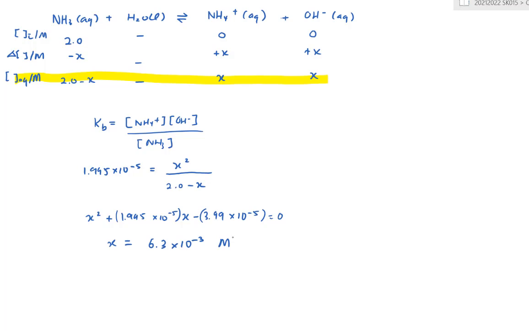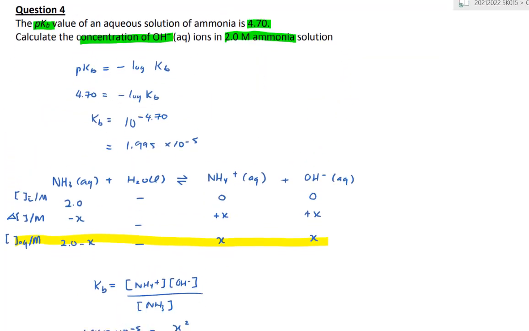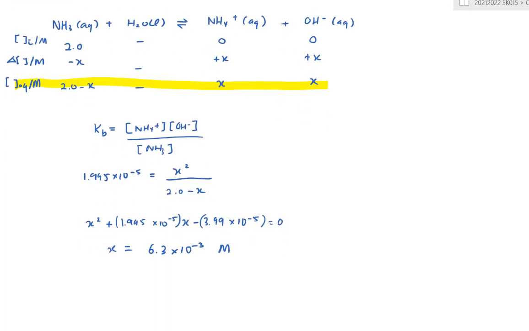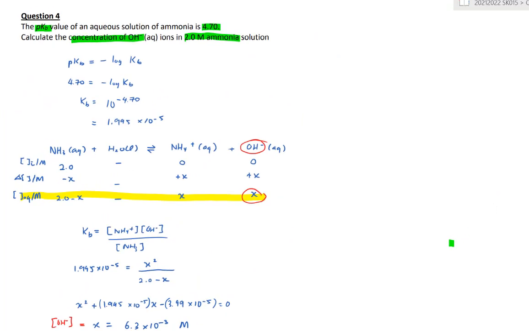Okay, so go back to the question again. The question asks to calculate the concentration of OH minus in the solution. So over here, you're referring to your ICE table. We want the concentration of OH minus, therefore it is the value of X. You may write like this. So here is the answer for your question 4.